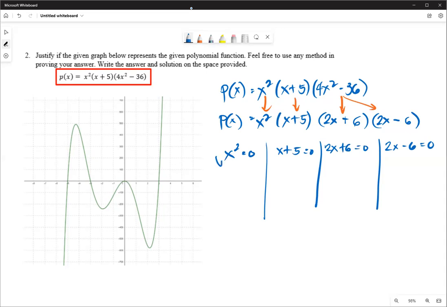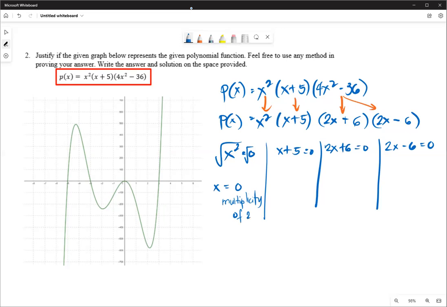Since this is squared, the square root of x squared equal to 0 will be x is equal to 0. Since it is squared, 0 has a multiplicity of 2. Meaning, the factor for x is used twice because it is a second degree factor.